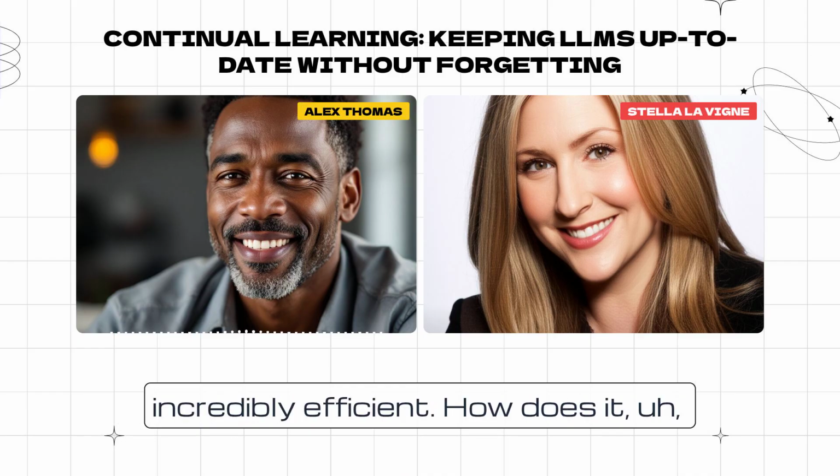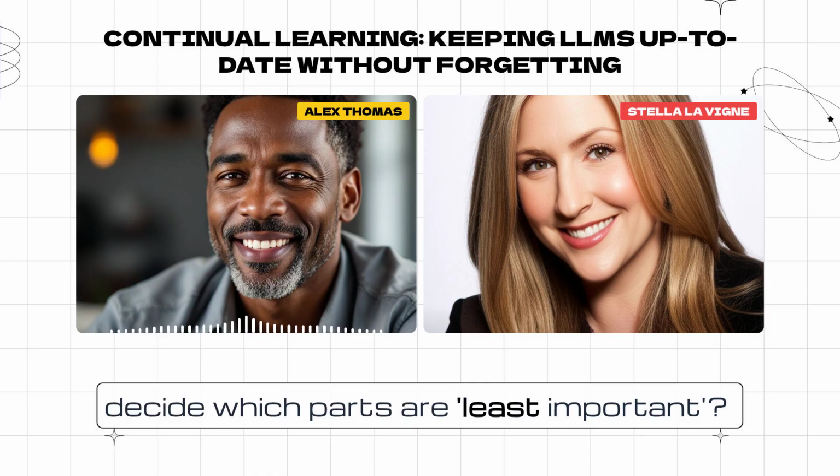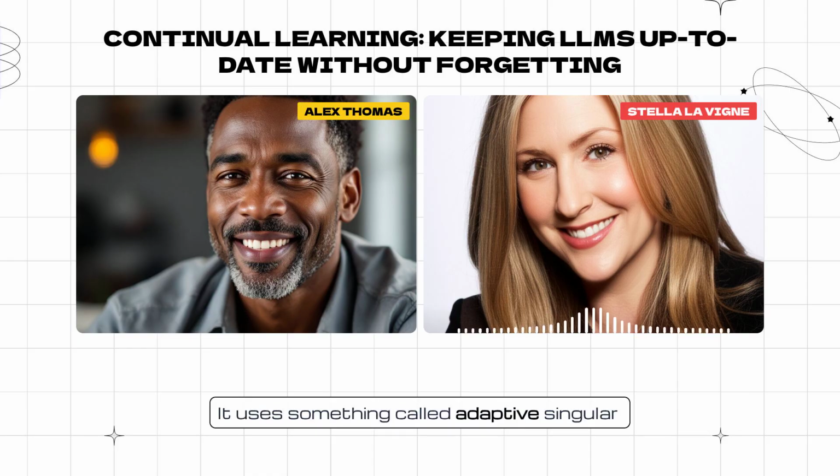That's incredibly efficient. How does it decide which parts are least important? It uses something called adaptive singular value decomposition, or SVD, to break down each weight matrix. High-rank components with large singular values capture critical information, while low-rank ones are less significant. OSFT then uses an unfreeze rank ratio to decide how much of the model remains trainable. You can set it from 0, meaning everything's frozen, to 1, which is full fine-tuning. Most use cases strike a balance, like 0.5, to learn new stuff while protecting existing knowledge. It gives you really fine-grained control over that trade-off.